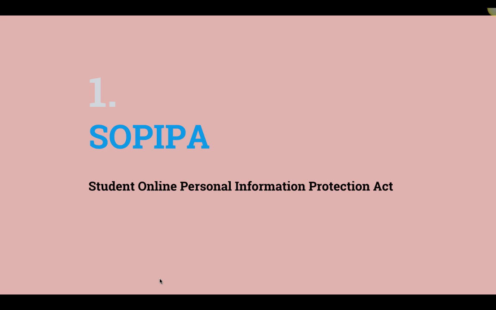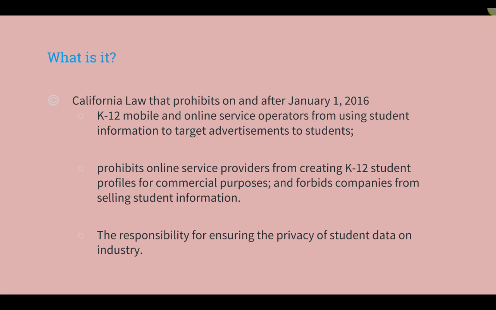SOPIPA, the Student Online Personal Information Protection Act enacted by California. What is SOPIPA? SOPIPA is a California law that prohibits, on and after January 1st, 2016, mobile or online service providers from using student information to target advertisements to students. It also prohibits online service providers from creating student profiles for commercial purposes and forbids companies from selling student information.